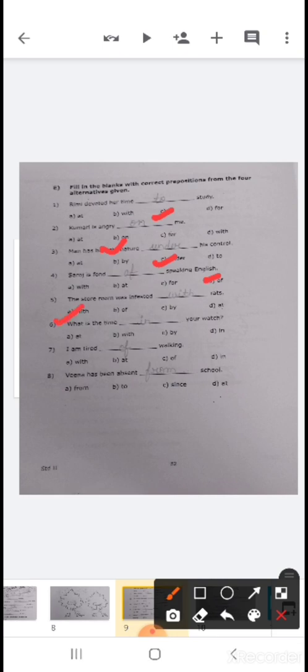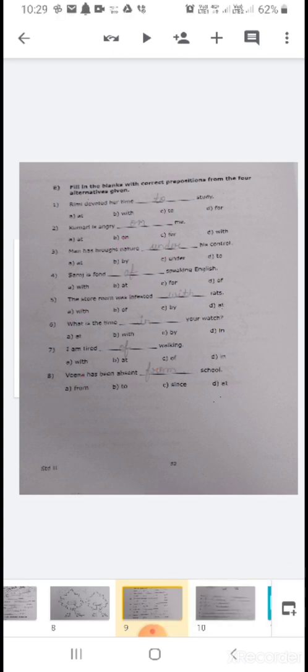Six is what is the time dash your watch? What is the time in your watch? So here is D1. Seventh is I am tired dash walking. I am tired of walking. So here is C1. Eighth is Veena has been absent dash school. So Veena is absent from school. So A1. So these are your fill in the blanks.